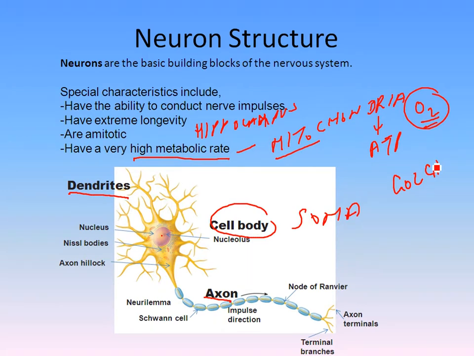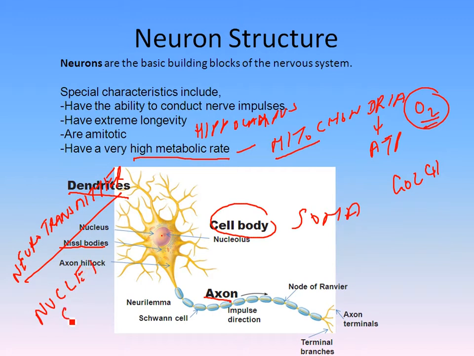The rough ER is extremely well developed, and these are called the Nissl bodies. They are thought to be involved in the synthesis of neurotransmitters. These neurotransmitters are basically chemicals with which the neurons will communicate with each other, as we'll study later. Note that the clusters of cell bodies are called nuclei in the central nervous system, and they are called ganglia in the peripheral nervous system.